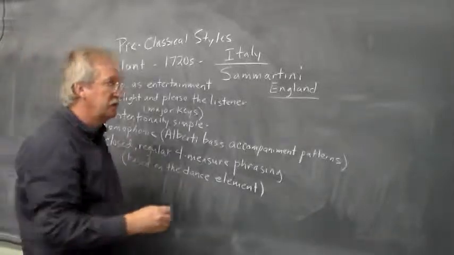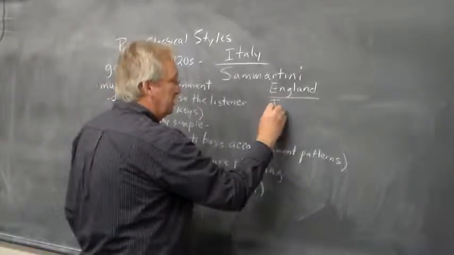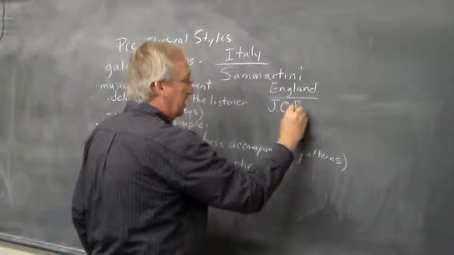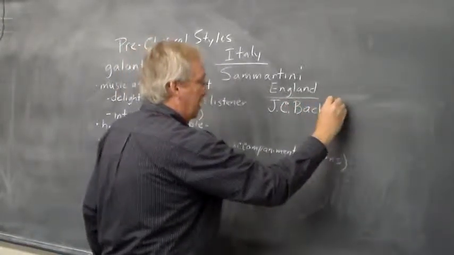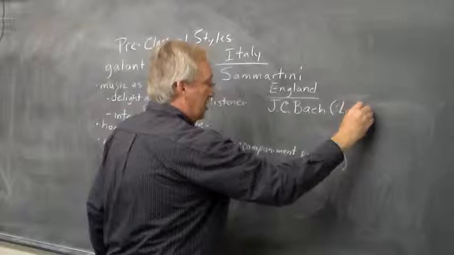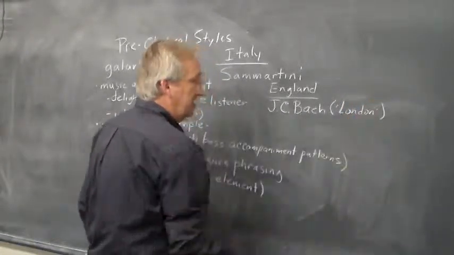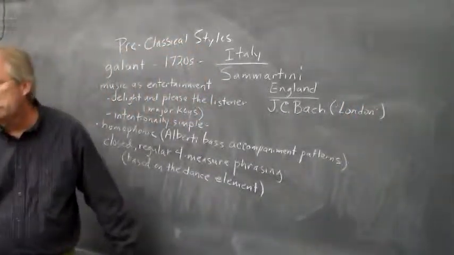Sons, who is Johann Christian, so J.C. Bach, who took up residence in London and lived there, and he's the one who's known as the London Bach.